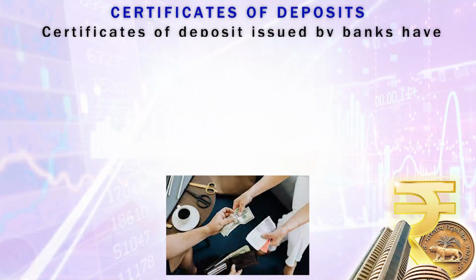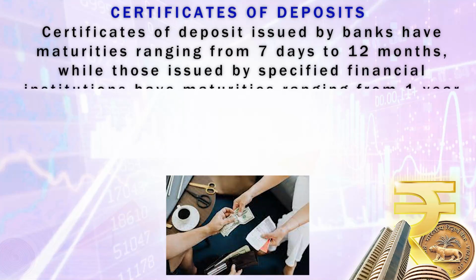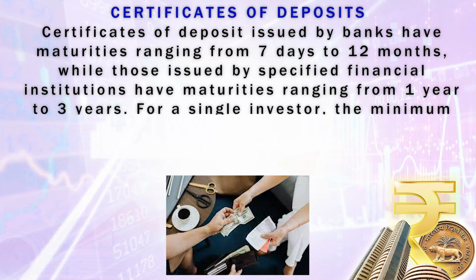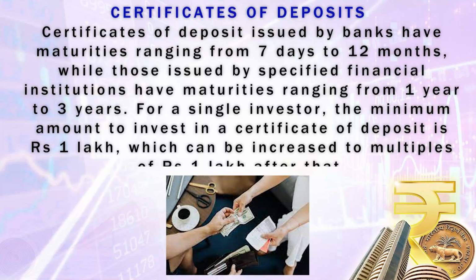Now, these certificates of deposits are like a sort of time deposits, but there is an important difference between the two, because the certificates of deposits are issued in the bearer form. That's why they can be transferable and tradable, which is not possible in case of time deposits. Now, when these certificates of deposits are issued by the banks, their maturity period lies between 7 days to 1 year. And for some specific financial institutions, that can be from 1 year to 3 years. And the minimum amount of investment is 1 lakh, and that can be increased by multiples of that amount.